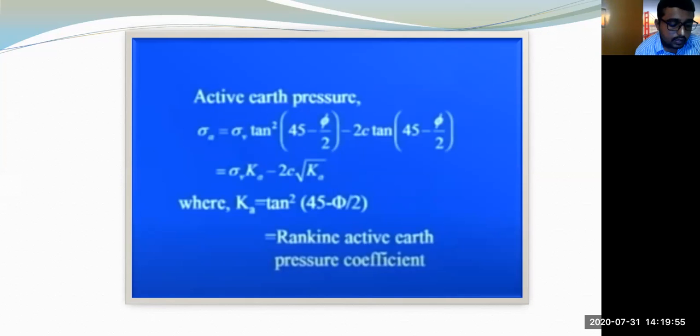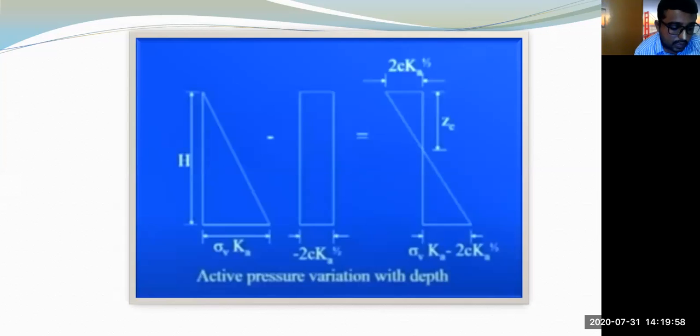Now if you see in this figure, the first part, at any particular depth, will have the triangular variation, which is equal to gamma z, sigma v into Ka. Now you see the second term with negative sign. So here we have this rectangular portion: sigma v Ka is triangular, and minus 2c root Ka is the rectangular portion. So the first one is triangular, and the second one is the rectangular portion.